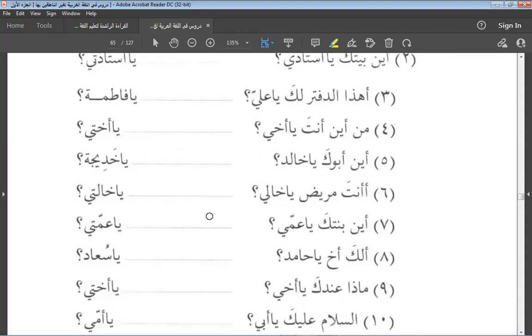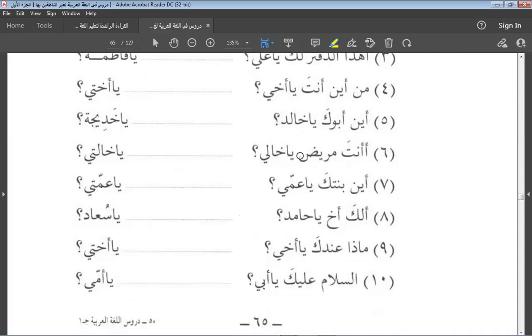And as for the words, I think all of them are familiar. We have marid here. Anta marid, are you sick? Khali, you remember the khali I just wrote? Maternal uncle. And then maternal auntie, khalati. Khali, maternal uncle. Khalati, maternal auntie. So your auntie from your mother's side is called khalatun.